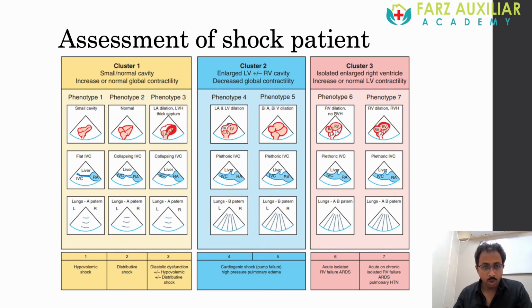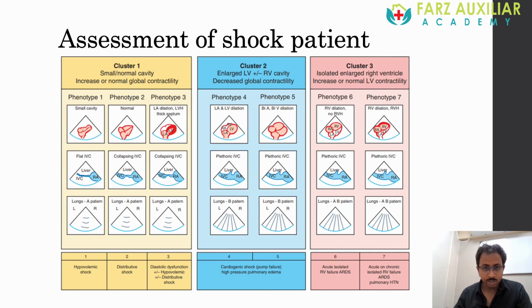If the cluster 1 patient is having small or normal cavity, increased or normal global contractility, so there is no problem with the contractility. It can be phenotype 1, where the cavity is small, IVC is flat and the lung is A pattern, the patient is hypovolemic. In phenotype 2, the cavity is normal but collapsible IVC is there and lung is A pattern, so it's a distributive shock. That means the patient is having a septic shock.